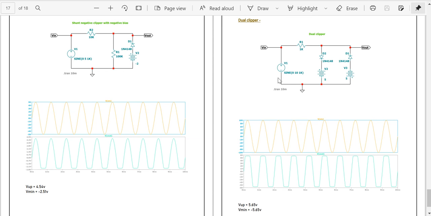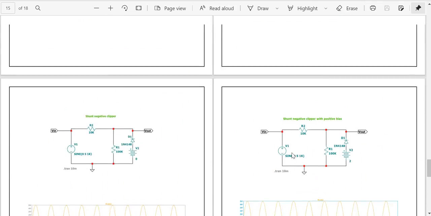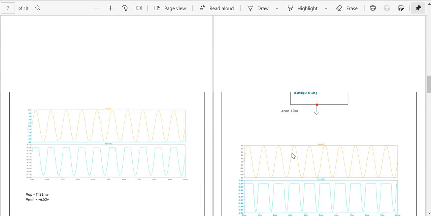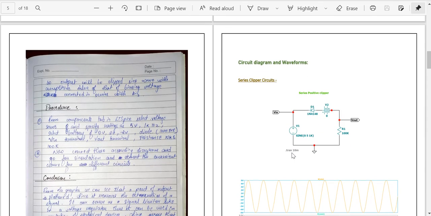Similarly, for the negative half cycle, this diode will be conducting and the other will be reverse biased, and we will get an output with an amplitude of 5 volts. So we can see it is just the sinusoidal wave, but it is clipped, and we are getting almost 5 volts plus 0.65, that is the cut-in voltage of the diode. These were some of the simulation results.